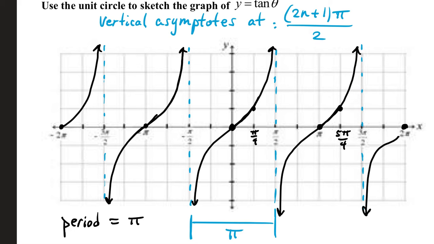Let's discuss the domain and range of tangent. Tangent can take any angle as long as it's not a vertical angle, like pi over 2 or 3 pi over 2. If you avoid those angles, then any other angle you pick, you can get a whole range of values, larger, smaller.